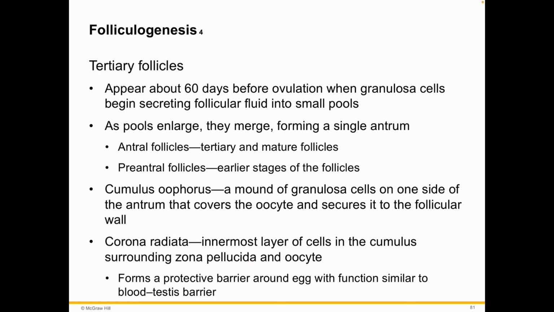Tertiary, or third-round, follicles appear about 60 days before ovulation, when the granulosa cells secrete follicular fluid into tiny pools. As the pools get bigger, they come together and form a clear structure on the inside, which we refer to as the antrum. You can see it's like a luminous area right in there.